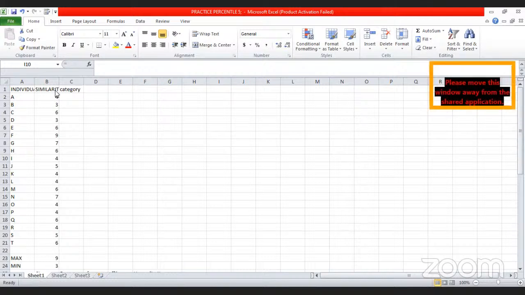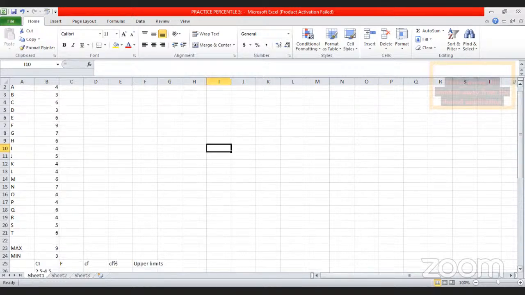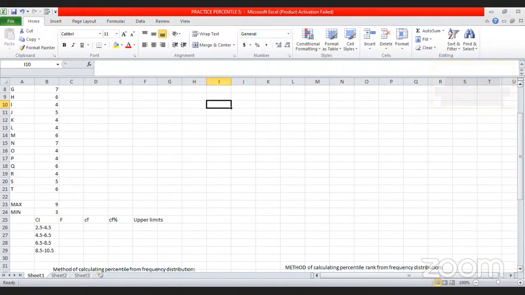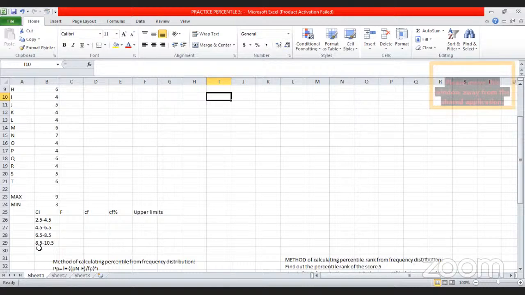Within this range, the maximum score is 9 and the minimum score is 3. Now I have to make a class interval for finding out the frequency, cumulative frequency and cumulative percentage. As the minimum score is 3 and the maximum is 9, I have made the class interval like this: 2.5 to 4.5, 4.5 to 6.5, 6.5 to 8.5, and 8.5 to 9.5. So the minimum and the maximum scores are both covered by this class interval.